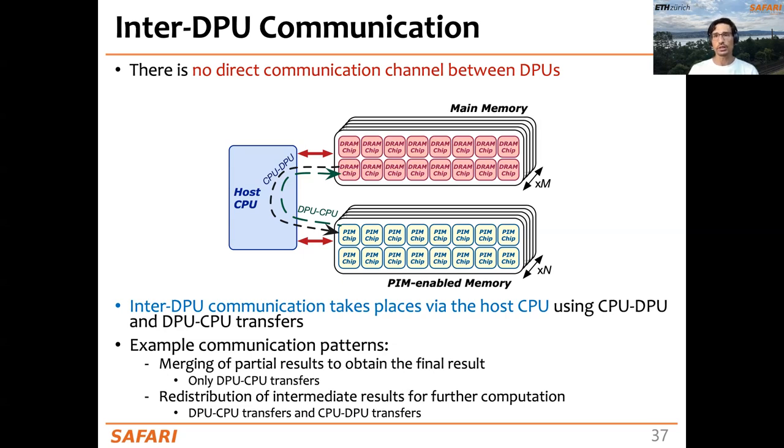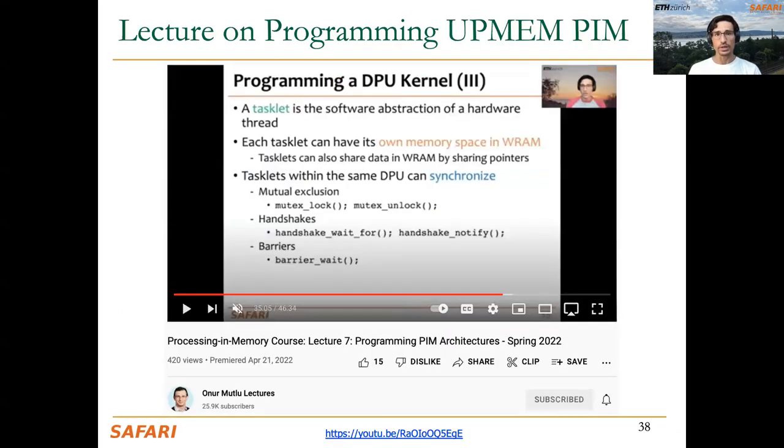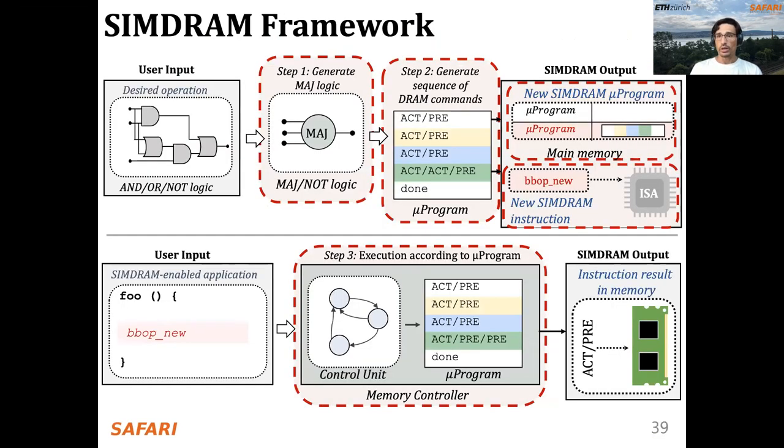So these are all important aspects to take into account when programming processing in memory systems, and in particular, the UPMEM PIM system. We delivered a lecture about programming PIM architectures. This was lecture 7. But we also talk about programming other processing in memory systems, for example, processing using memory. This is something we discussed when we presented the SIMDRAM framework. It's a framework for processing using memory where the user can generate complex operations and can program the memory controller in order to enable these new operations that take advantage of processing using memory features.